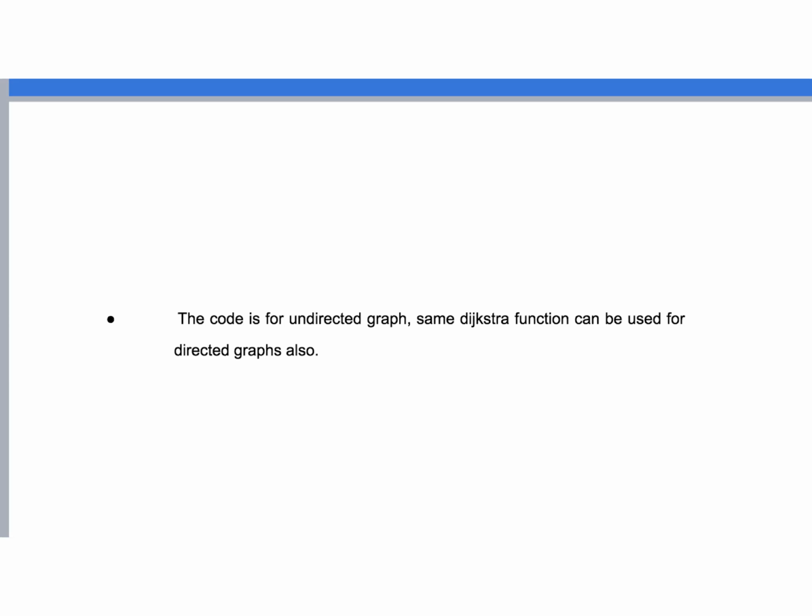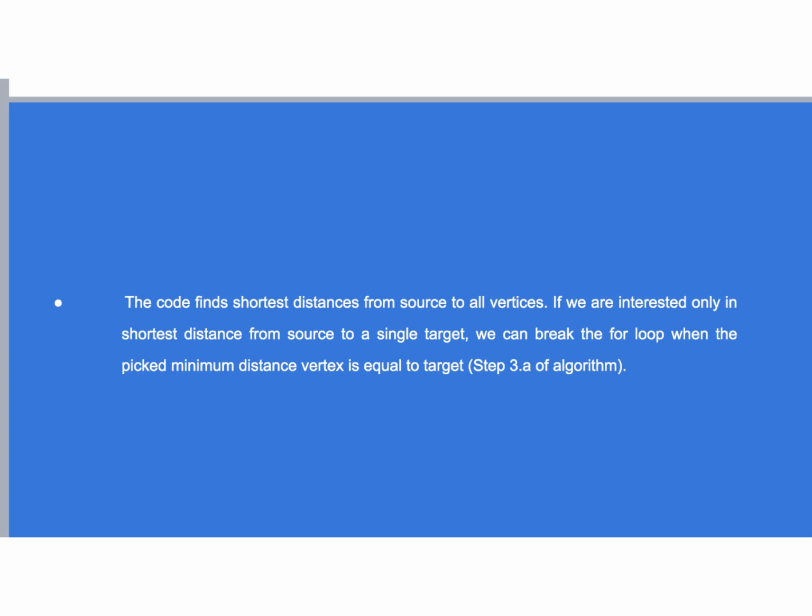So the code is for an undirected graph. The same approach can be used for directed graphs as well. A directed graph is something which is pointing to another node like this. An undirected graph is something which just connects. So 2 can go to 1, 1 can go to 2, it doesn't really matter.